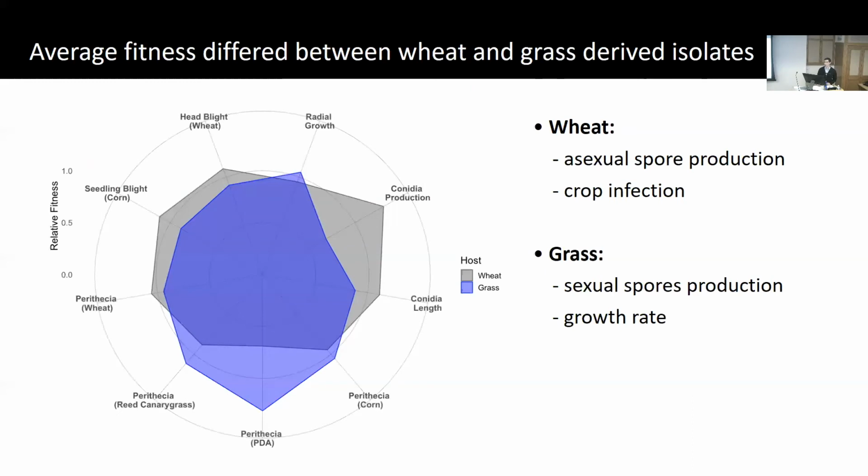So right away, you might be able to see where some of the differences could be. Wheat-derived isolates, displayed by the gray area, were better at producing conidia or asexual spores and had a slight advantage when infecting wheat or corn. Grass-derived isolates, shown in blue, were better at reproducing sexually, generating more perithecia on 3 of the 4 substrates we tested, and they also had marginally faster growth rates.